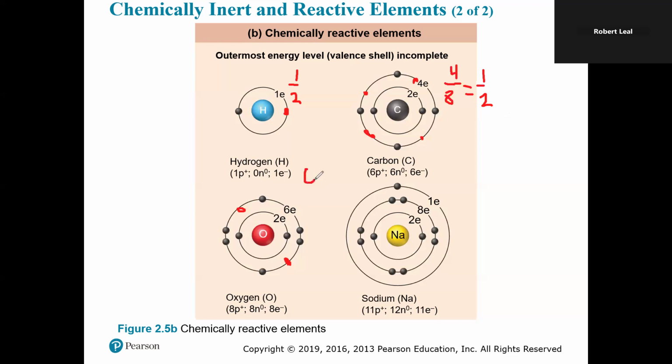Oxygen has 6 electrons, can hold up to 8. So that reduces down to a 3/4. That's its strength. And then sodium has 1 electron in its outermost shell, can hold up to 8. So the strongest one here would be the oxygen, whereas carbon and hydrogen are equal with a half pull. And then the weakest is here, sodium.